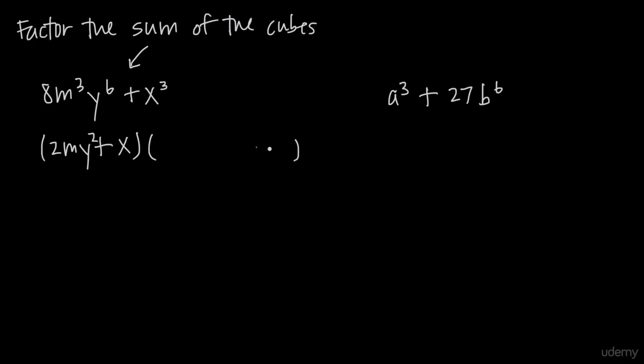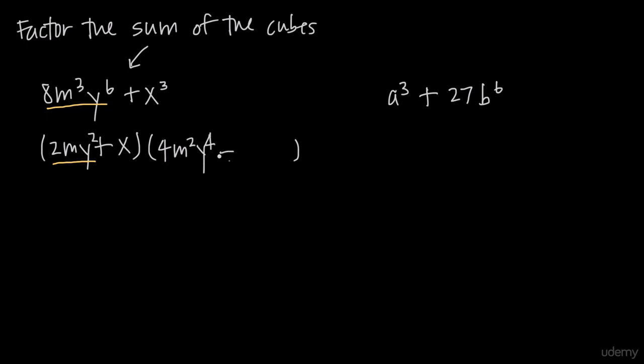In other words, there's going to be three terms in this polynomial. The first term is going to be whatever we have to multiply this by to get this. So in other words, what do we have to multiply by 2 to get 8? Well, that's 4. What do we have to multiply by m to get m³? m². And what do we have to multiply by y² to get y⁶? Well, that's y⁴. So that's our first term.